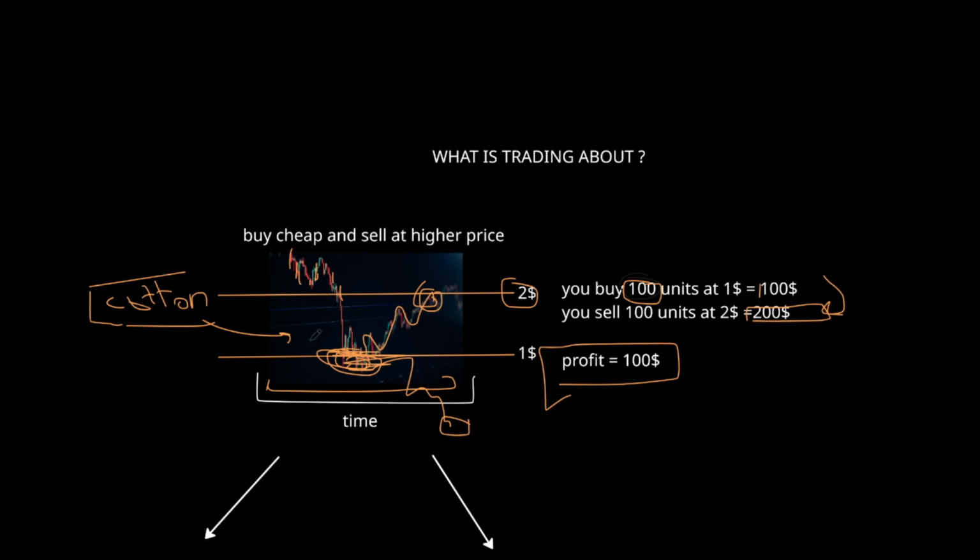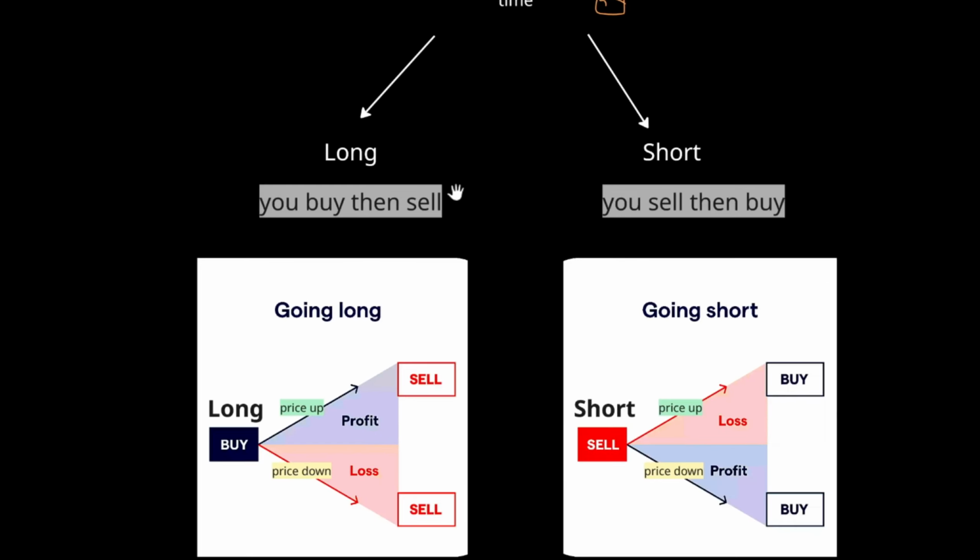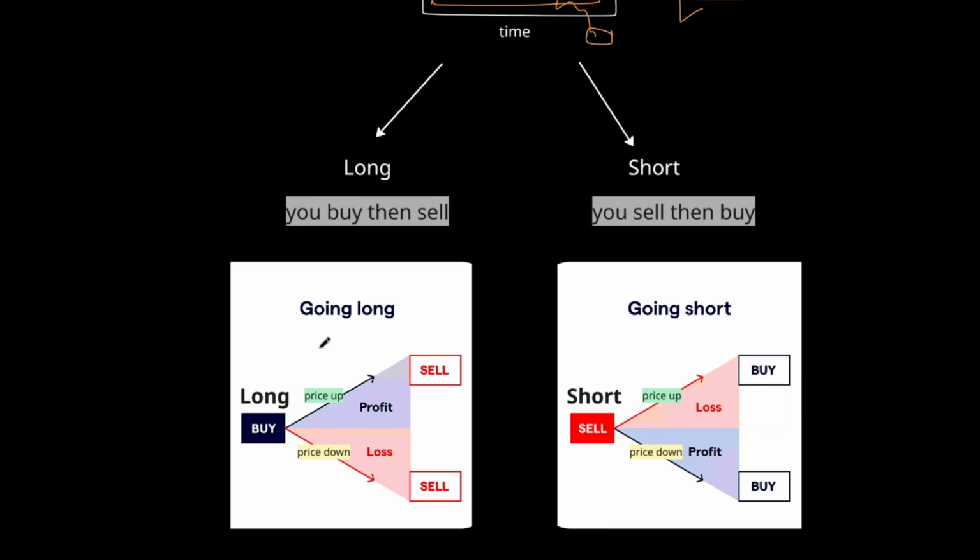Great. But you can also do the opposite. We have two types of buying. You can buy long or you can sell short. We say buy short or sell short, depends. Let's say buy short to simplify the idea. When you buy long, it's the exact example of what we saw earlier.